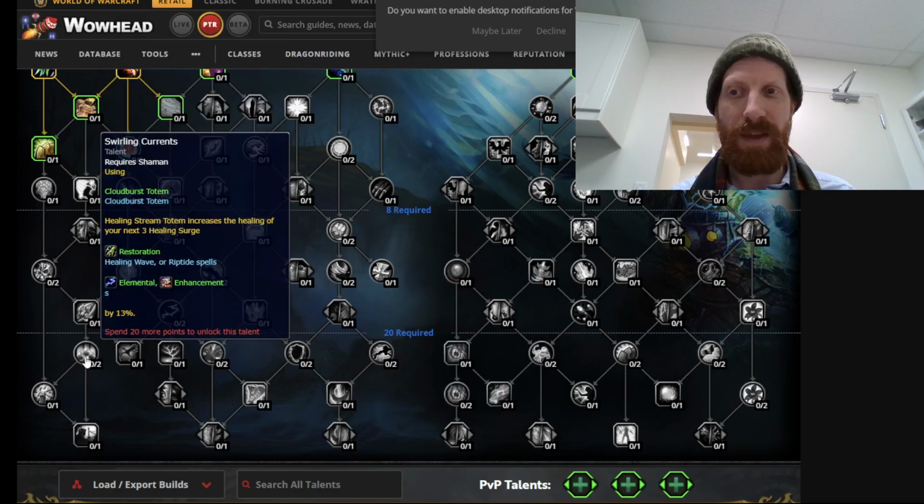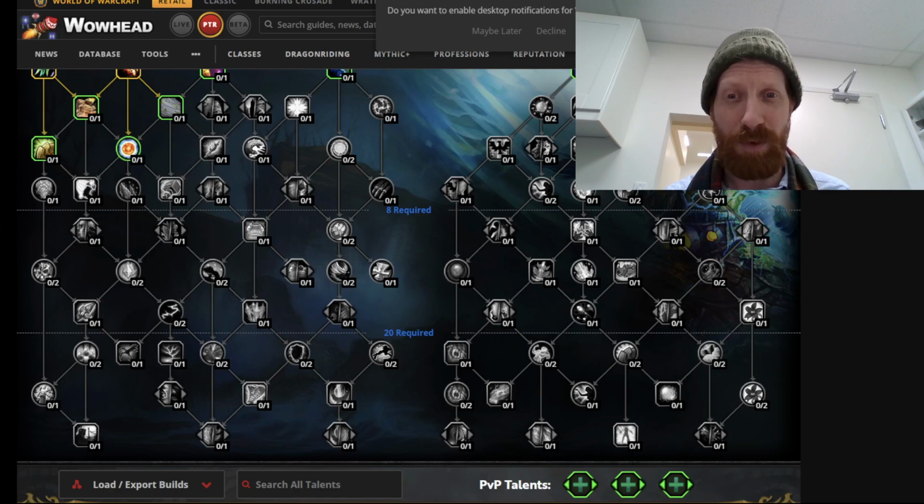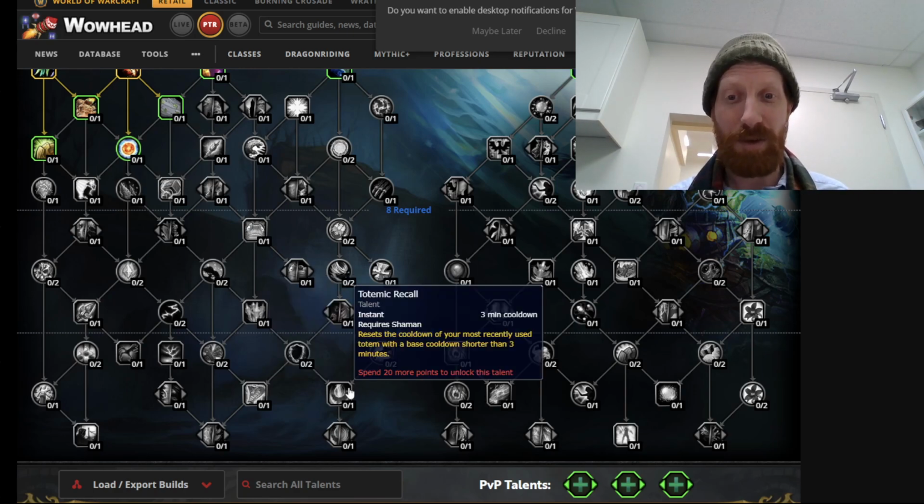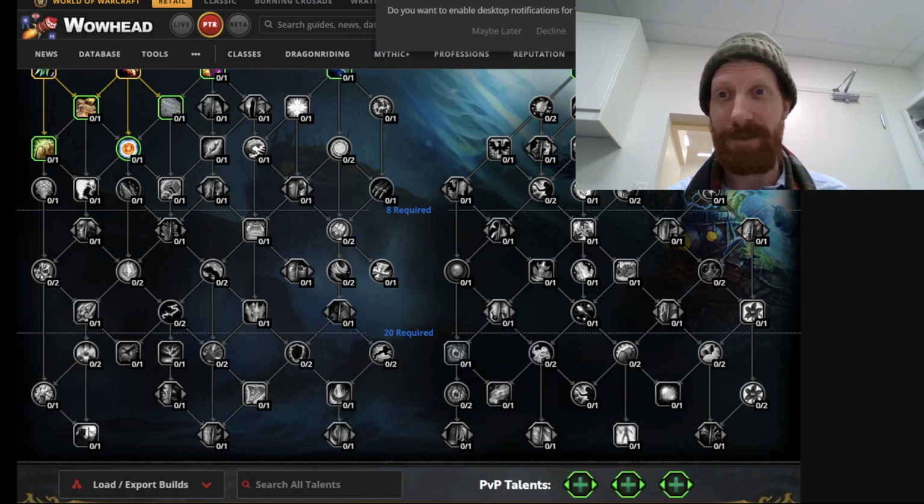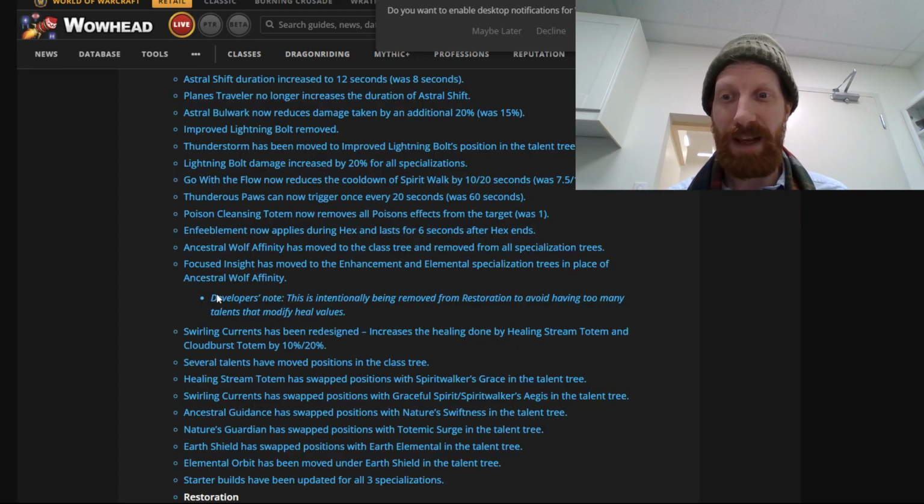But what if it actually buffed the throughput? Then it would make using a spell like Totemic Recall excellent. And that's what we have here in this change to Swirling Currents. Buffing up your Healing Stream Totem and your Cloudburst Totem by 10 or 20% suddenly gives you an avenue for thinking about how to use Totemic Recall effectively.